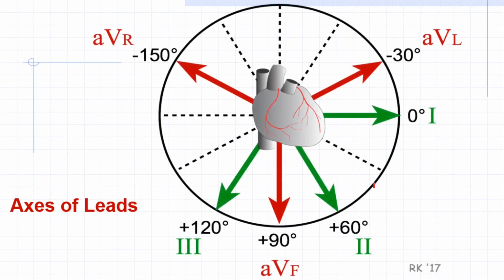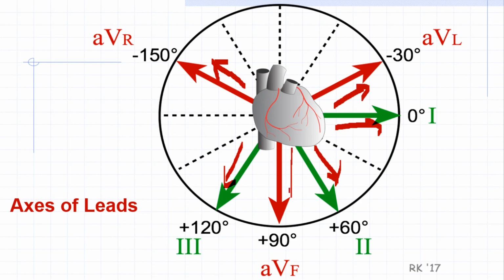Let us again revise the axis of the leads so we can get an idea of why we get positive or negative waves in the electrocardiogram. This is the lead 1 axis, 0 degree. This is lead 2, that is plus 60 degree. This is the lead 3 axis, 120 degree. This is the aVR axis, going up, minus 150 degree. This is the aVL going up to the left side, minus 30 degree, and this is going down vertically, that is the axis of aVF.